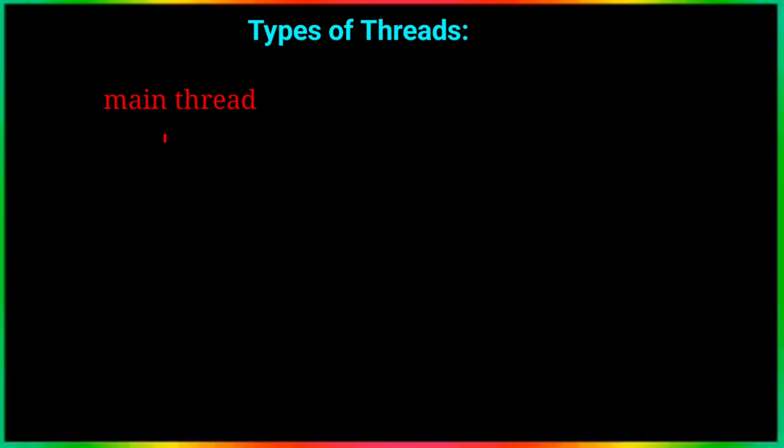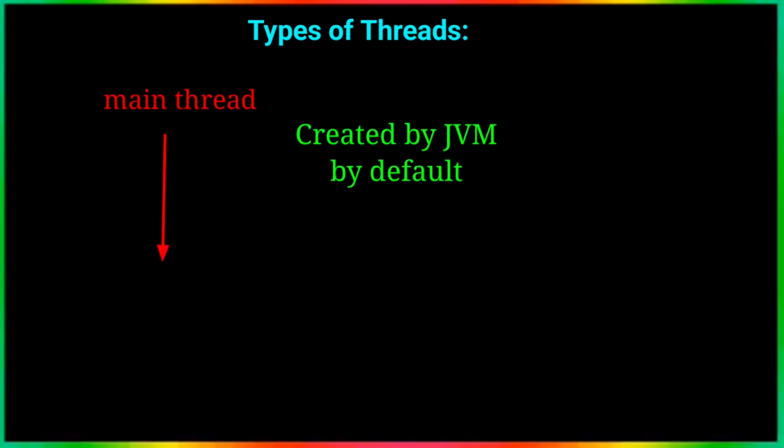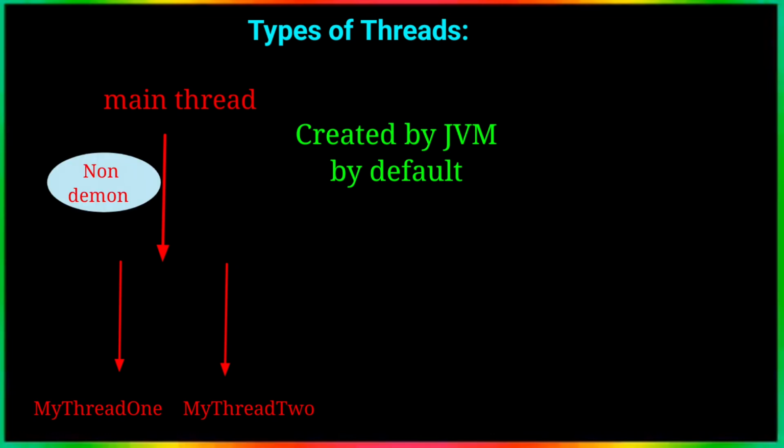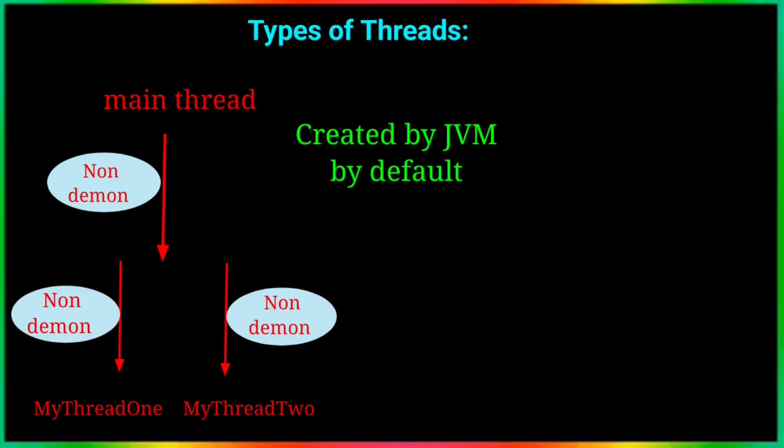Suppose there is a main thread, which is created by JVM by default when we start to execute a program, and two more user-created threads, that is my thread 1 and my thread 2. Here the main thread is a non-daemon thread and these two threads are child threads of this main thread. Therefore these newly created user threads are also by default non-daemon threads. So in this case all three threads are non-daemon threads, and therefore JVM will not terminate and exit the program until all the threads get executed completely.